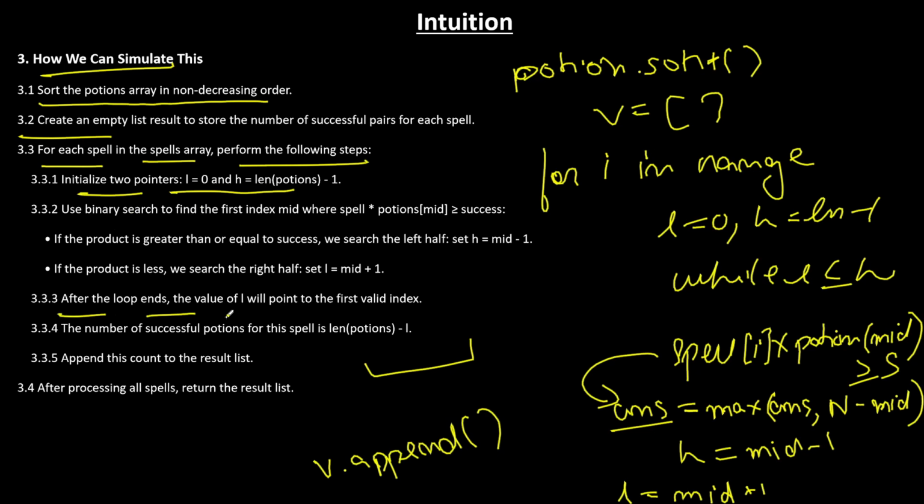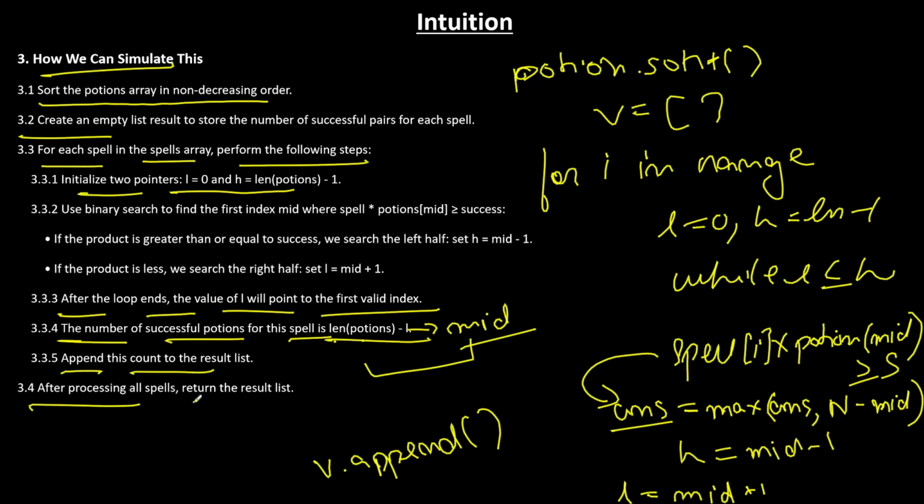After the loop ends, the value of L will point to the first valid index. The number of successful portions for this spell is the length of portion minus L, or we could say mid. Mid will make much more sense. Append this count to the result list. After processing all the spells, return the result list. You will understand this much more when you see the code.